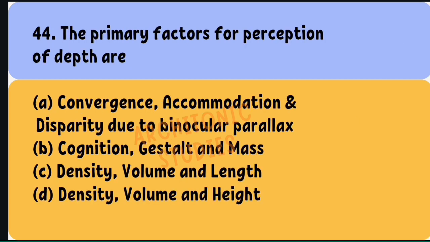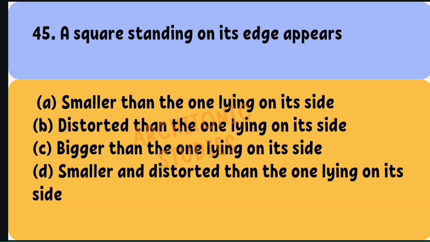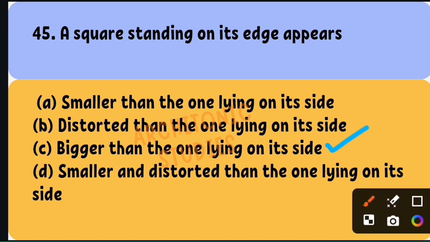Next question: the primary factors for perception of depth are convergence, accommodation and disparity due to binocular parallax; combination, distortion and mass; density, volume and length; density, volume and height. And the answer is A. Next question: a square standing on its edge appears smaller than the one lying on its side, distorted than the one lying on its side, bigger than the one lying on its side, or smaller and distorted than the one lying on its side. And the answer is C, bigger than the one lying on its side.